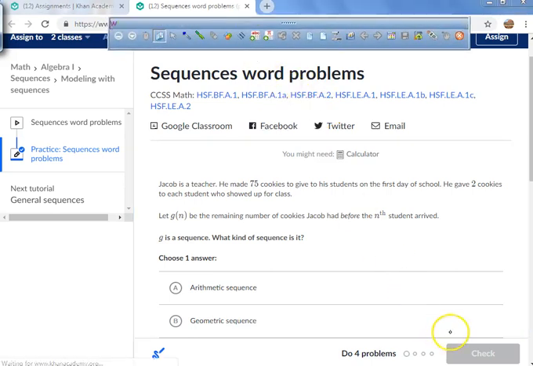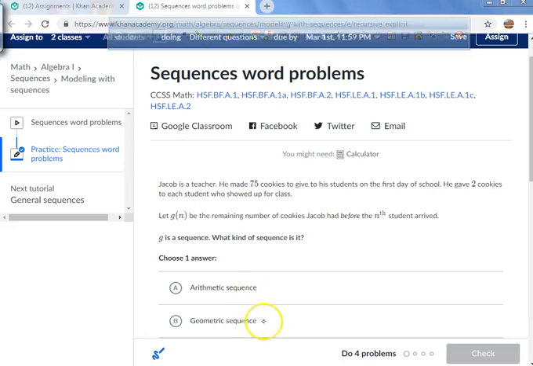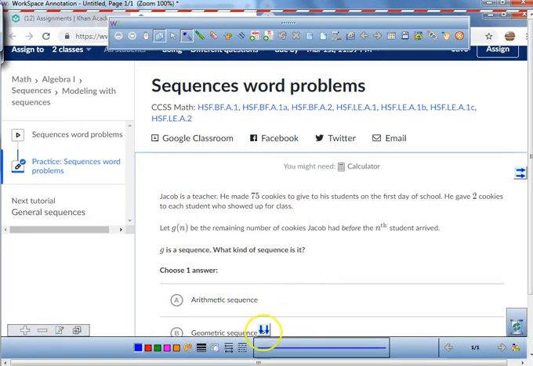We are going over sequences and word problems. We've got to figure out if things are an arithmetic sequence or a geometric sequence. Remember, arithmetic sequences are things being added or subtracted. Geometric things are just going to be multiplied by a number. Okay? So right now, something you need to think about is the two different formulas.